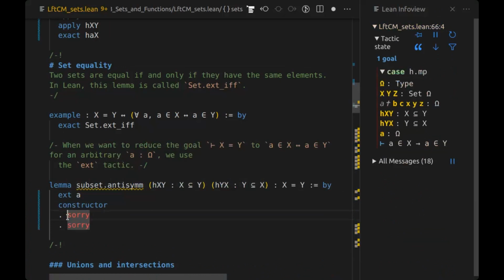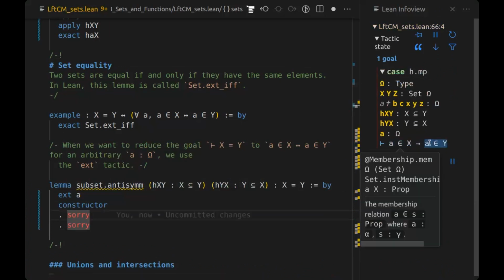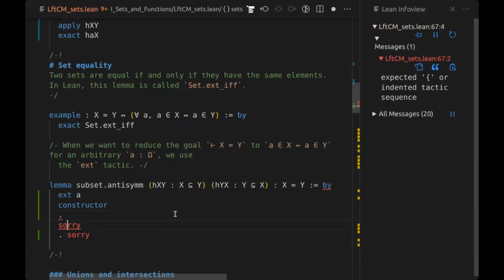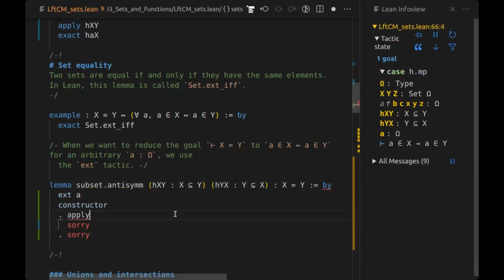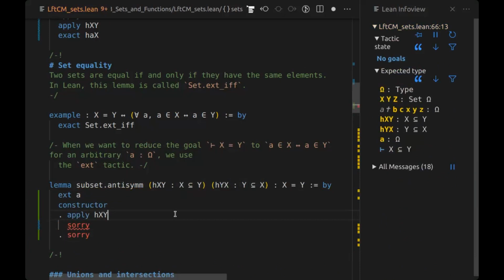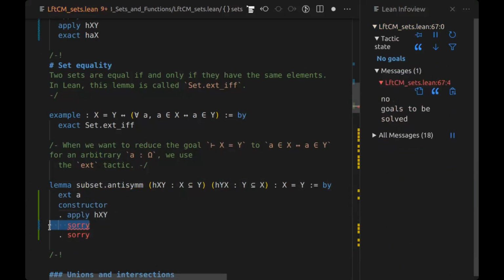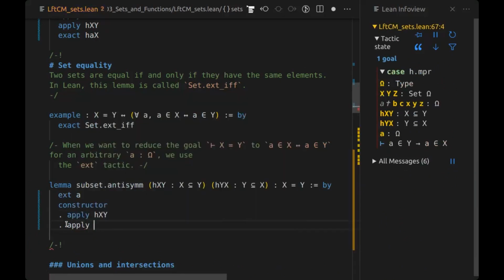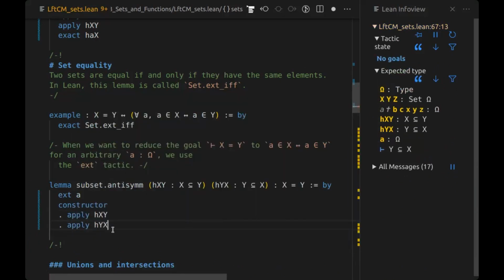So for the first one, I want to prove A belongs to X implies A belongs to Y. So this is going to be apply HXY. And then similarly, the other one is going to be apply HYX. Yeah.